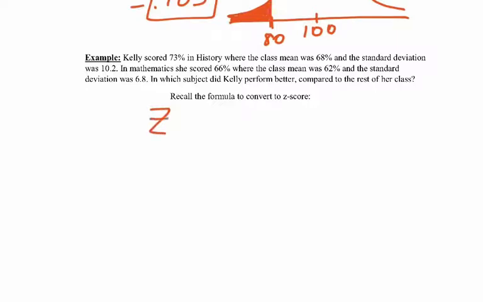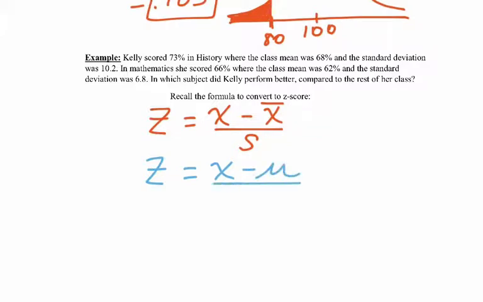So the formula we had back in Chapter 3 looked like this. To convert to a z-score, we said z is equal to x minus x bar divided by s. And remember that x bar was the mean for a sample, and s was the standard deviation for a sample. We're going to upgrade this formula just a little bit, and now instead of x bar and s, we're going to use mu, because we're talking about a population that's normally distributed. So we're going to say x minus mu divided by sigma.